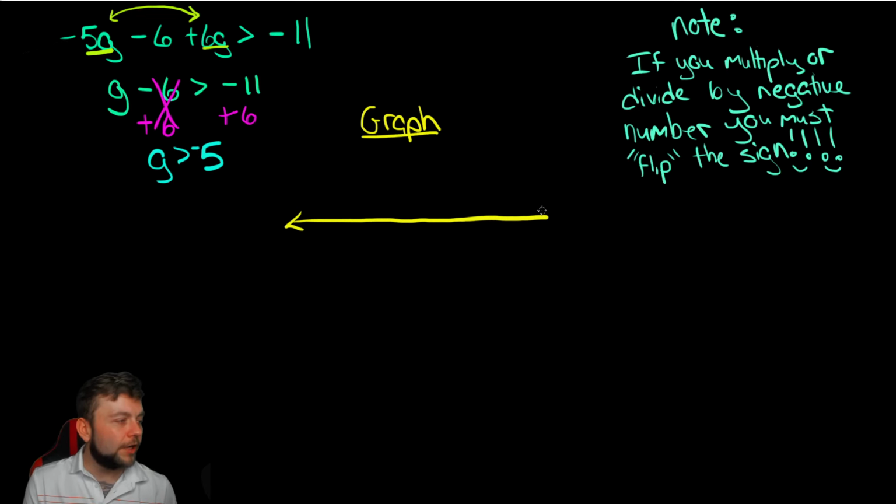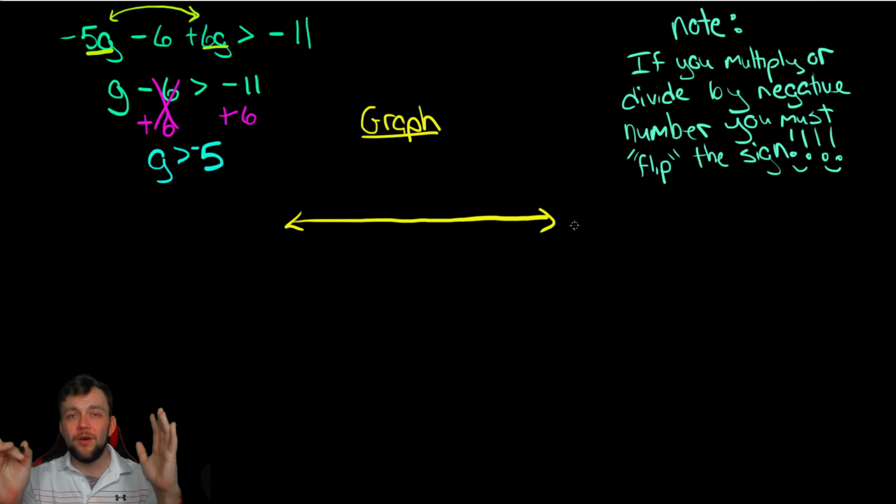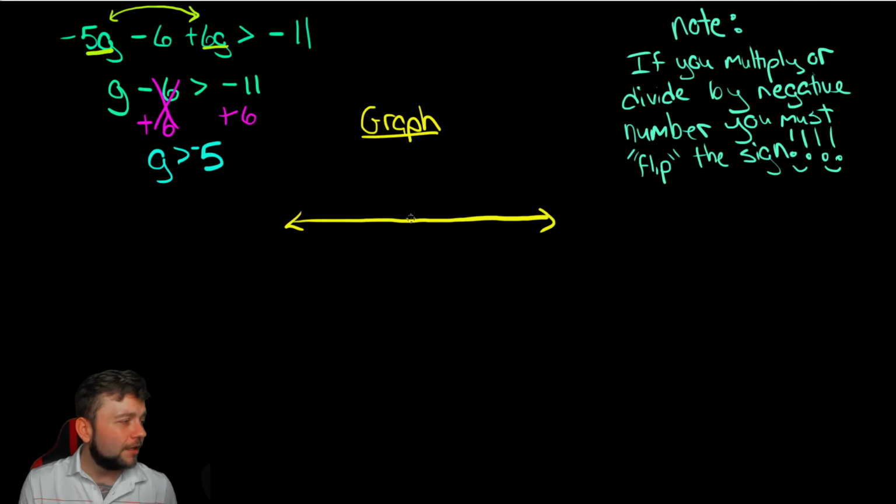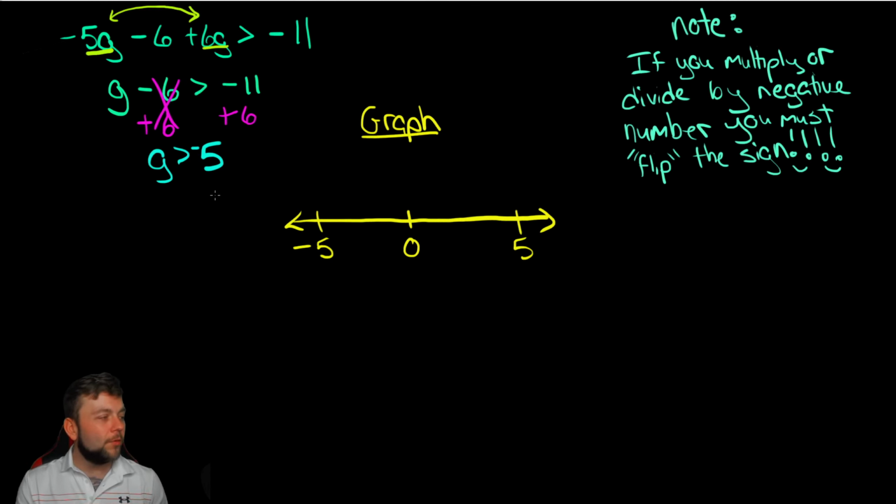And we put our arrows. This means that it's stretching out for infinity. And we put our 0 in the middle and our +5 on the right, our -5 on the left. And where are we at? We are at -5. Can we be -5? No, we can't. We cannot.